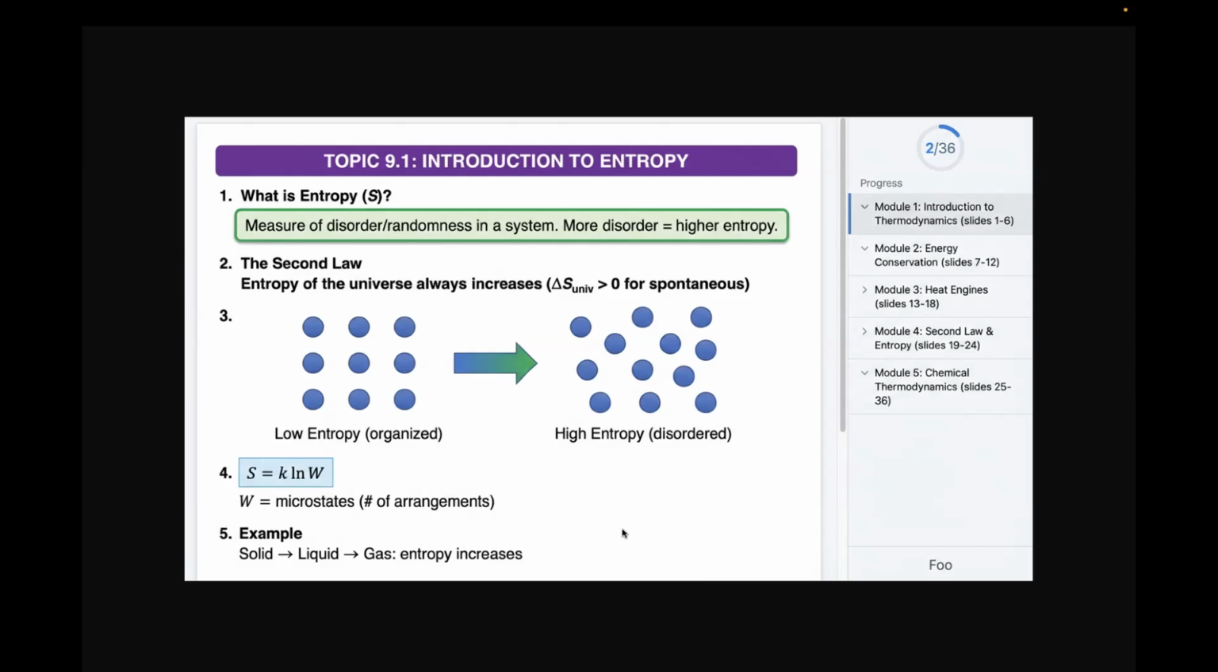The Boltzmann equation captures this. We don't need to know the Boltzmann equation very well in AP Chemistry, but it's good to understand the idea that S is equal to k times the natural log of W. What is k? This is the Boltzmann constant. W is the number of microstates. What are microstates? The possible number of arrangements. The particles can be arranged this way, this way. More microstates means higher entropy. A practical example: when a solid melts into a liquid, then evaporates into a gas, the entropy increases at each step because the particles become more disordered and have more freedom to move.